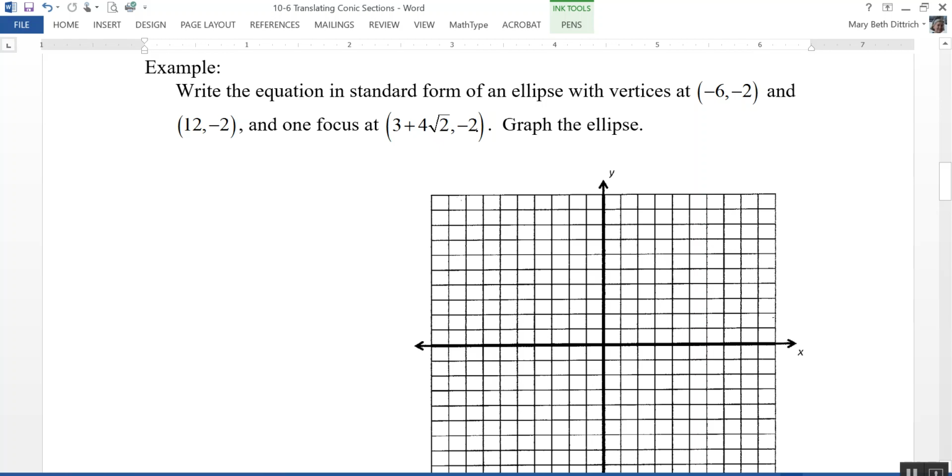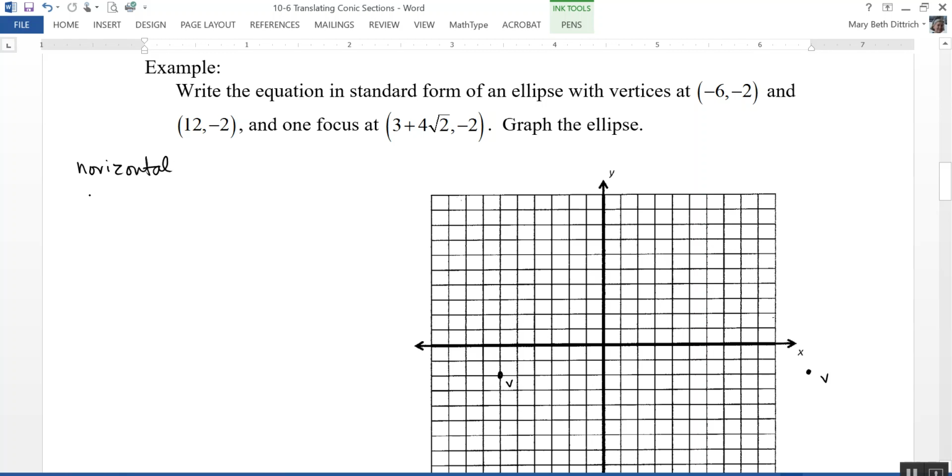I'm going to start by graphing those points. So I have one vertex at (-6, -2). I'll label that with a V. My other vertex is at (12, -2), which is actually going to be off of here, but it's going to be right about here. There's my other vertex, and I'll worry about my focus in a minute. So actually that tells me a whole lot of information. Those are my vertices, so my major axis is going to be horizontal. So I know that this is going to be a horizontal ellipse.